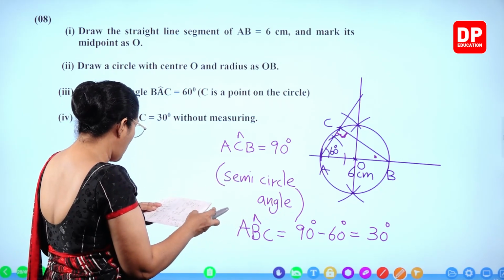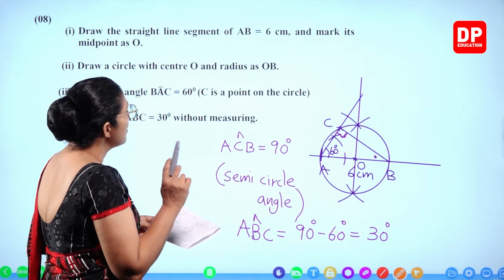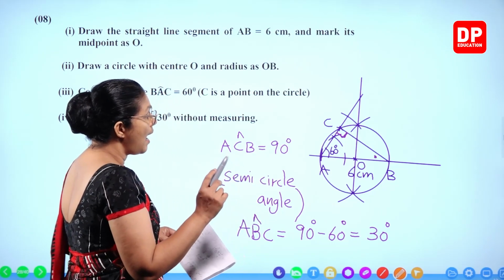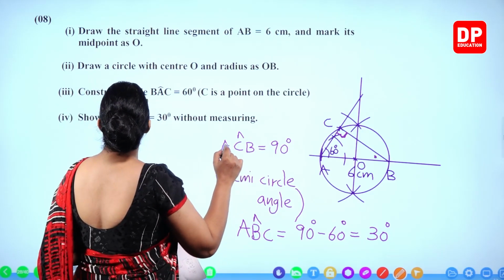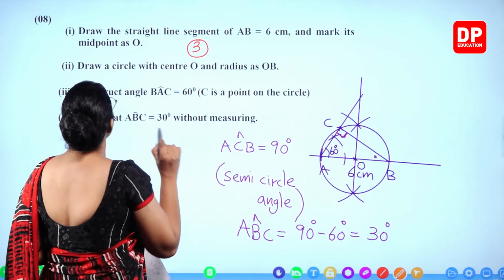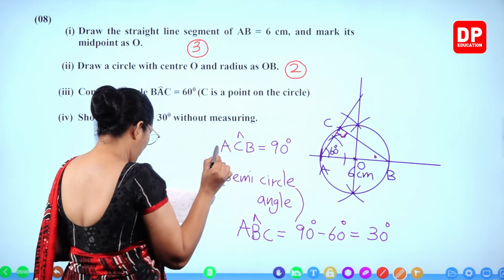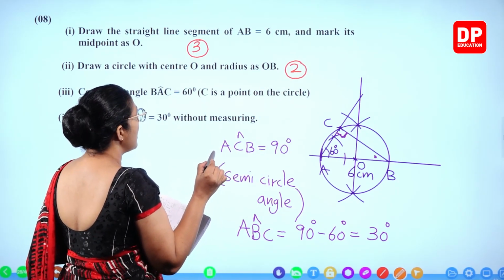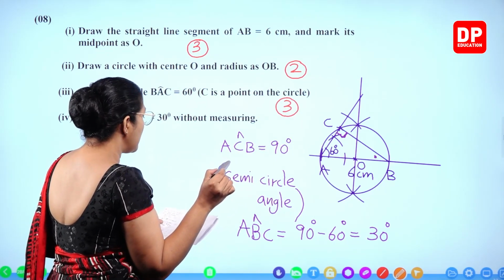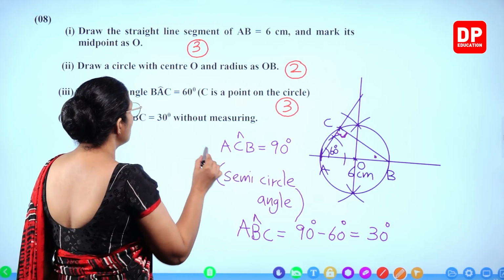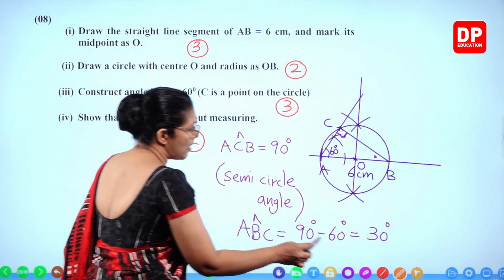Now we'll see how many marks for each part. You get 3 marks for the first one: drawing the line segment and finding the midpoint using the perpendicular bisector. Then draw a circle with radius OB, 2 marks. The third part, construct angle 60 degrees, is 3 marks. And the last part, showing that ABC is 30 degrees, is 2 marks. So you are getting altogether 10 marks.